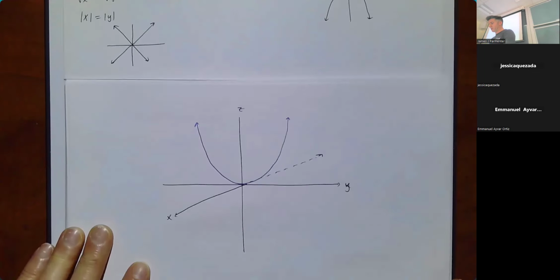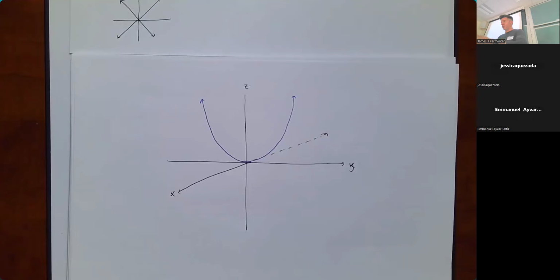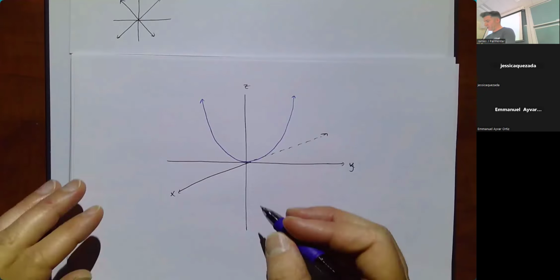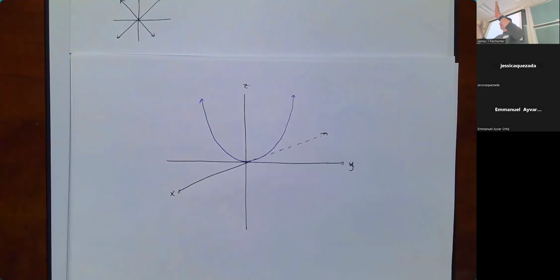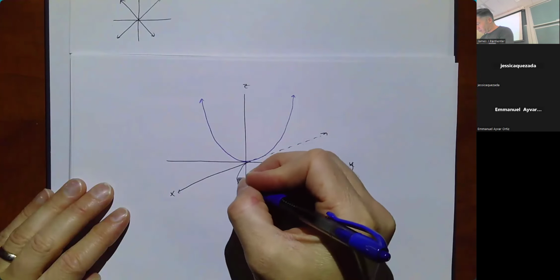And then in the XZ plane, which is the one that's coming out towards you, I've got a downward opening parabola. It's not going to be quite as wide, right? I'm taking that parabola and tilting it towards you like that. So it's going to look kind of like this.